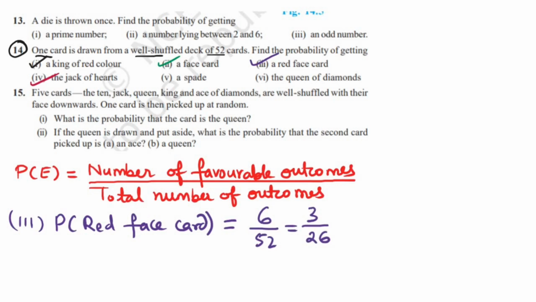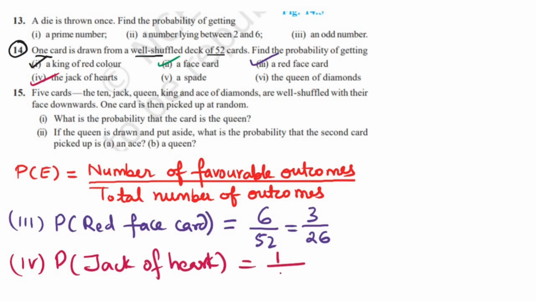The fourth bit, what is the probability that the one card drawn from the well shuffled deck of 52 cards is the jack of hearts? Among hearts there is only one jack, so it is 1 out of 52.